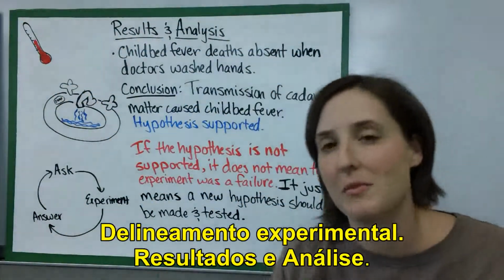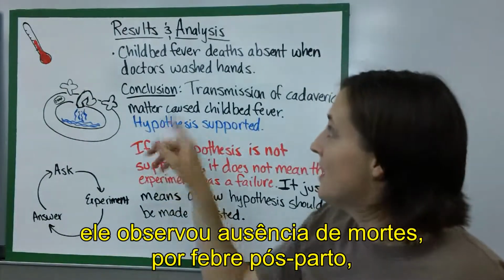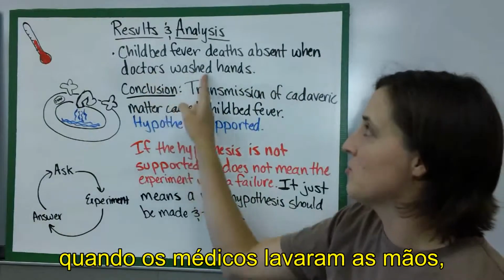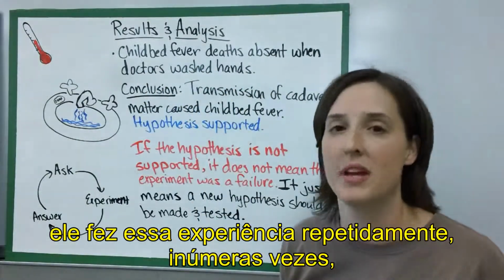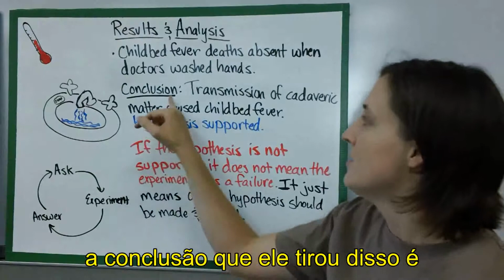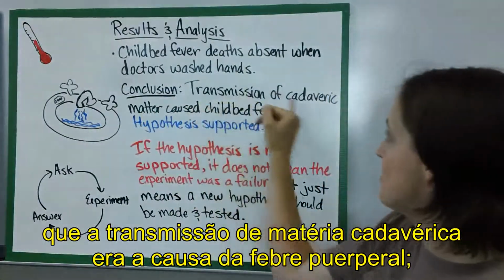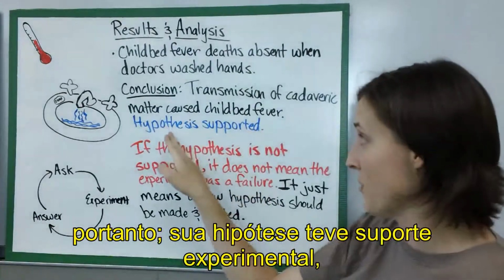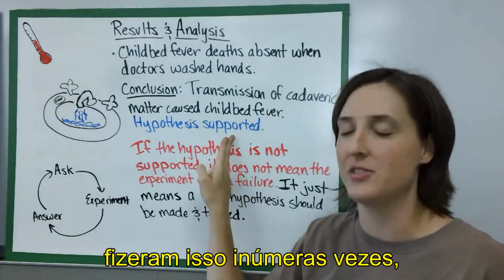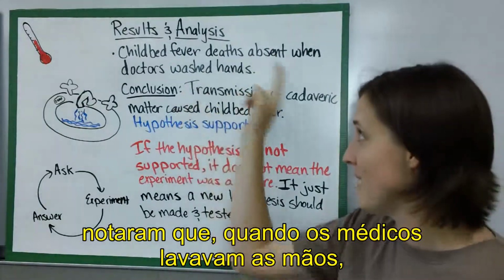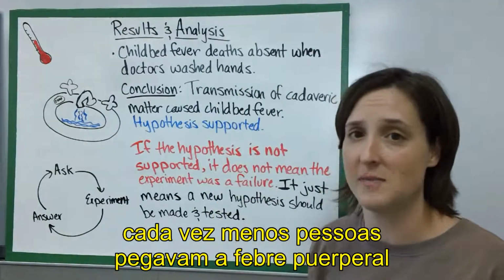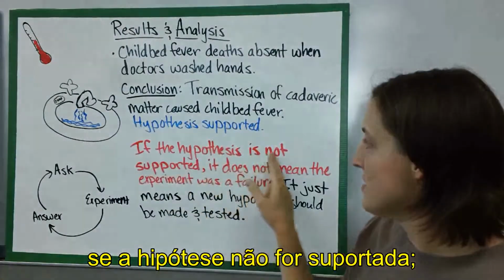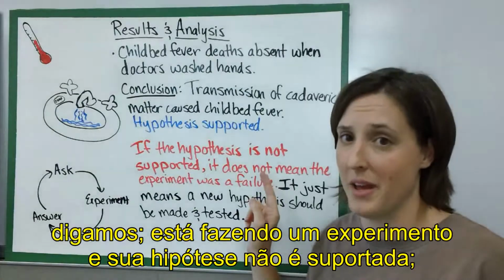All right, so Semmelweis did his experiment. He noticed then that childbed fever deaths were absent when doctors washed their hands. So he did this experiment repeatedly, a number of times. So the conclusion he drew from this is that transmission of cadaveric matter was the thing that caused childbed fever. Therefore, his hypothesis was supported. Okay, so we did this a numerous amount of times. He noticed that as soon as the doctors washed their hands, less and less people were getting childbed fever and were dying from it.